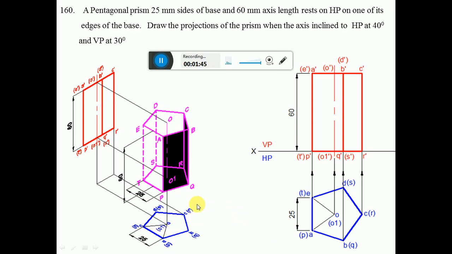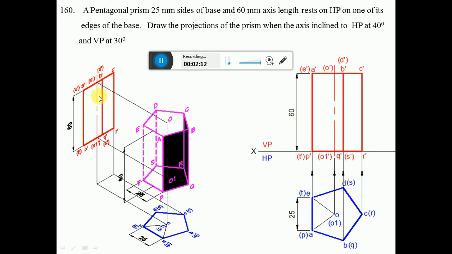Now, when you look from the front view, PQR is near to the observer, so P dash, Q dash, R dash is visible. Since the height is seen in the front view, you measure a height of 60 mm and draw this horizontal line, wherein ABC is near to the observer, so A dash, B dash, C dash is visible. D and E are away from the observer, so D dash, E dash is invisible.